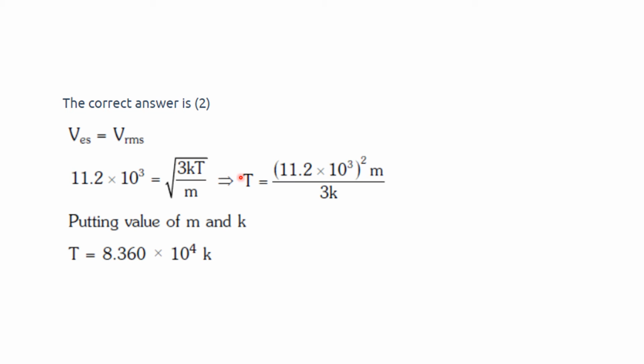From here we can find the value of T. We square both sides and take the variables on the left hand side. That gives the value of T as this. Now all we need to do is insert the value of m and k given in the question. When we do so, the value of T comes out to be 8.360 × 10^4 K, that is, Kelvin.